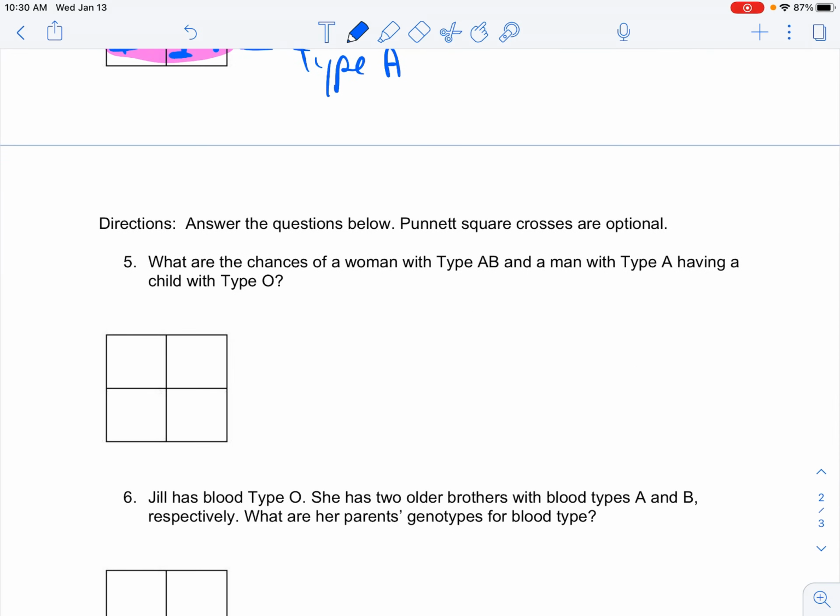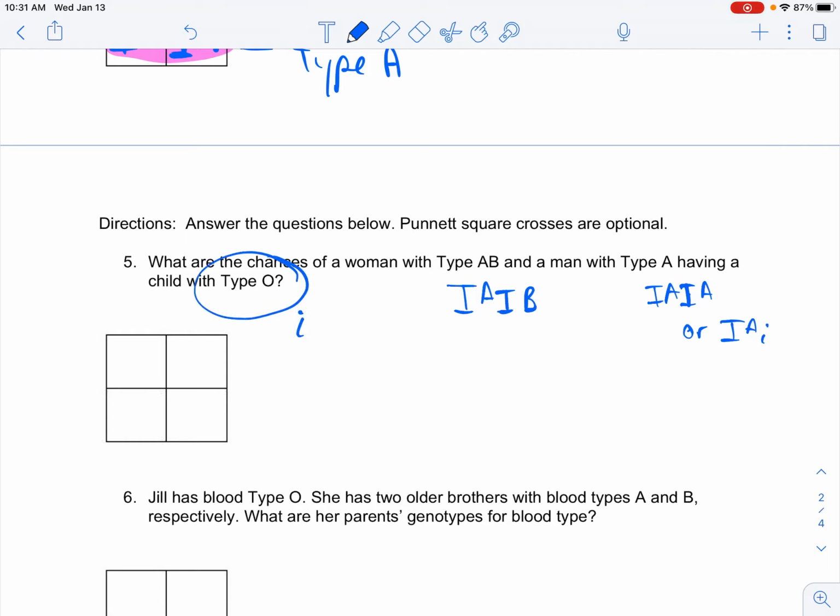Number 5, what are the chances of a woman with type AB and a man with type A? We don't know if they're homozygous or heterozygous. So they are either this or that. Having a child with type O.